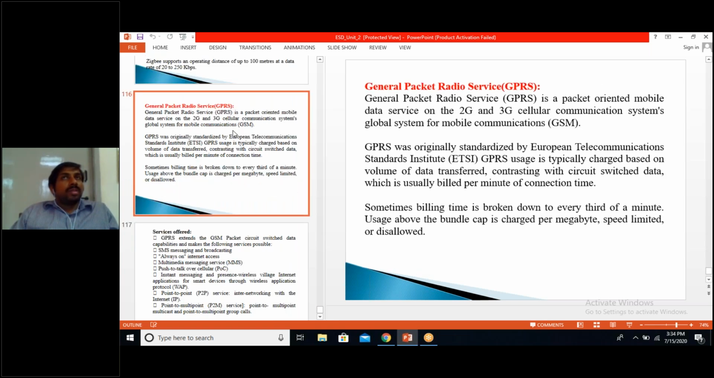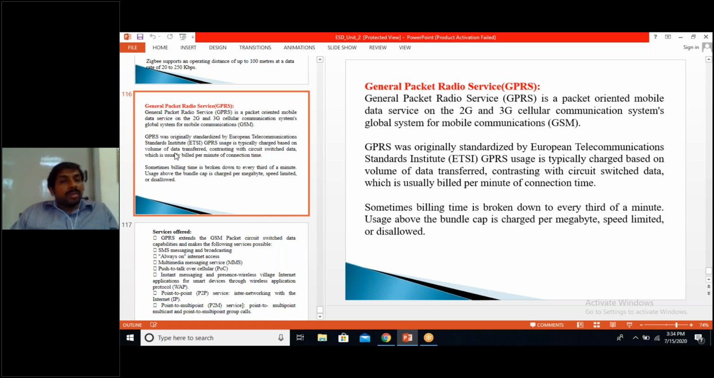So the next wireless method. This is an onboard or external communication interface where embedded systems communicate with the external world using infrared, Bluetooth, Wi-Fi, Zigbee, or General Packet Radio Service. This General Packet Radio Service is called GPRS. It is a packet oriented mobile data service on the 2G and 3G platforms for mobile communication. GPRS is standardized by the European Telecommunications Standards Institute.